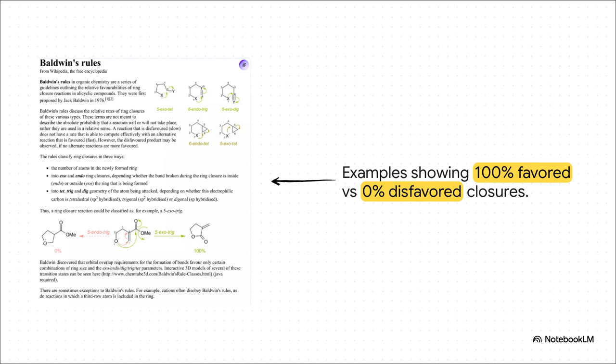But then, look at a 5-endo-trig reaction. In that case, the geometry just does not work out. The physical attack vector is an impossibility. The atoms literally cannot bend into the right position for those orbitals to overlap, and the reaction yield is absolutely 0%. It fails completely. And that right there visually proves exactly why these geometric classifications matter so incredibly much.